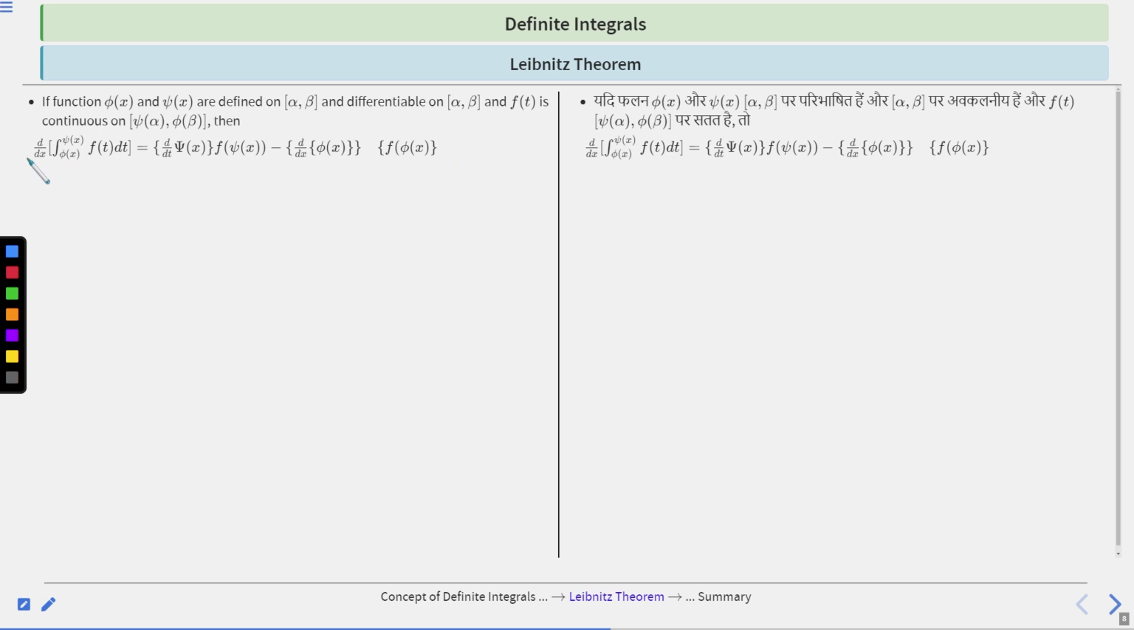What basically we have done? We have differentiated this integral. Clear? Therefore, the differentiation of this integral will be this one. Okay, so let's move.